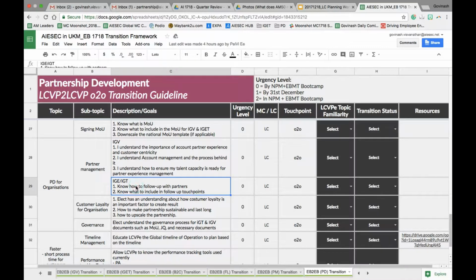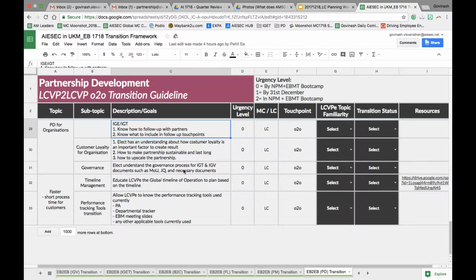And last, for IG and IGT, will be knowing how to follow up with partners. Do you have regular touch points with your partners? So probably you can think of the routines on how you could actually have this sort of touch point with your partners. And moving on, we have the customer loyalty for organization.